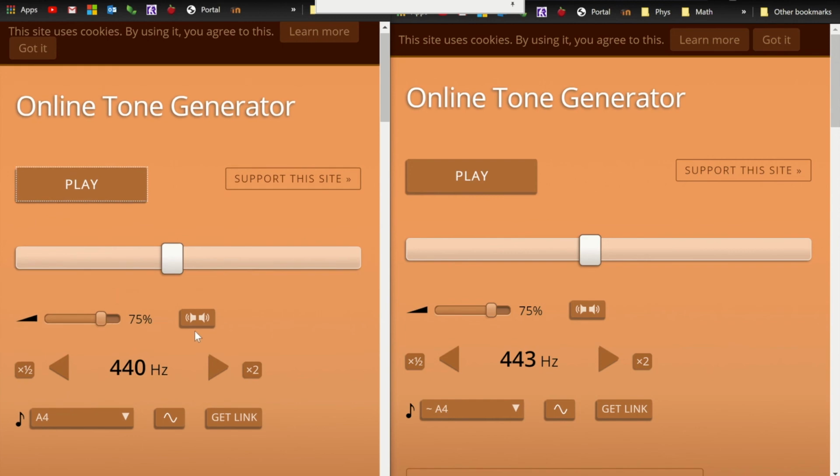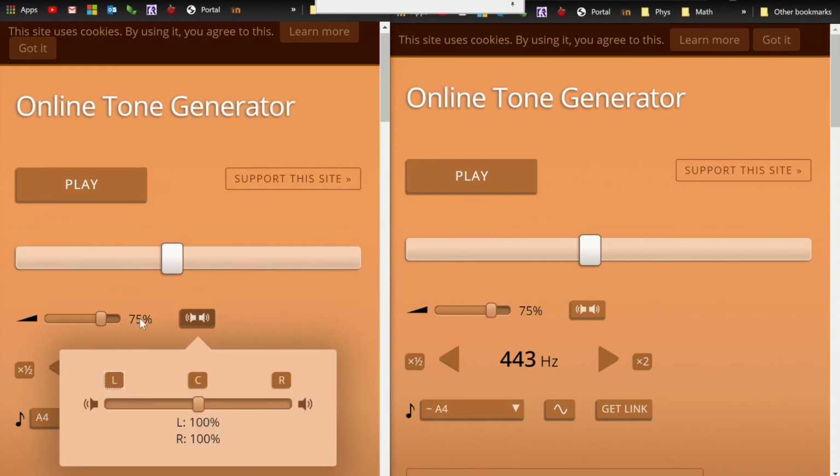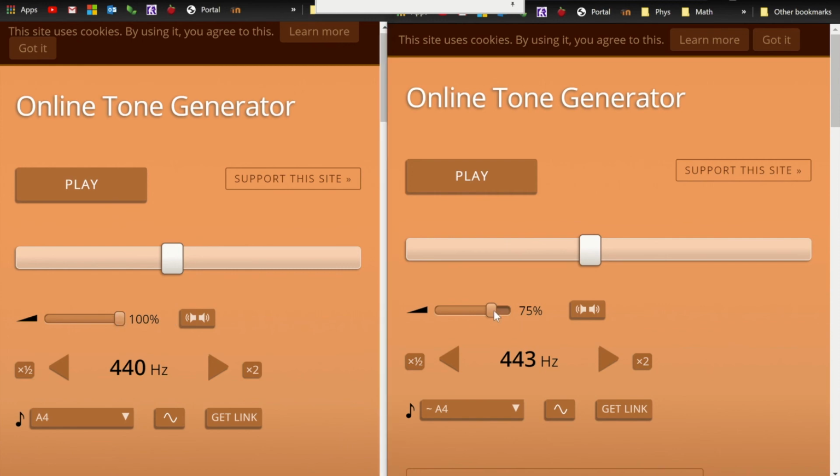Hopefully you can hear that. Let me increase the volume so maybe it can be better right here. So let's hear the 440 hertz again. Now let's hear the 443 hertz. Now, as you can see, because the frequencies are so equally matched, there isn't much difference between the two. Let's hear it again. 440. 443.